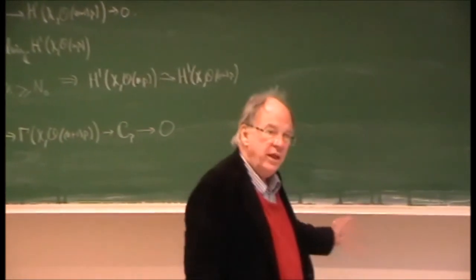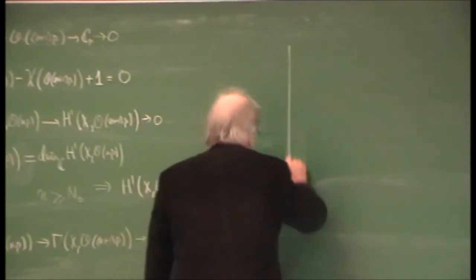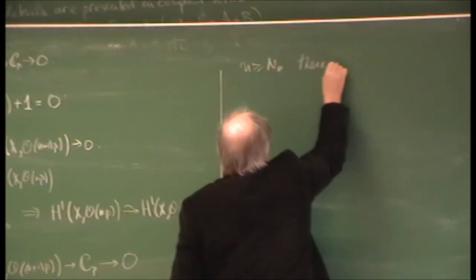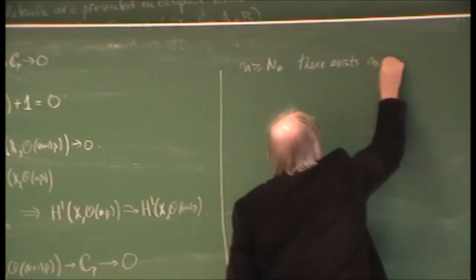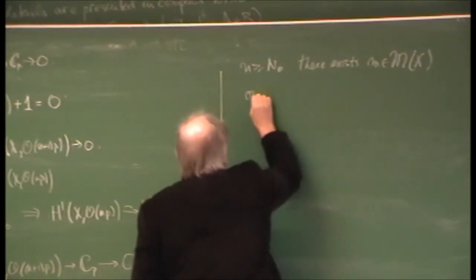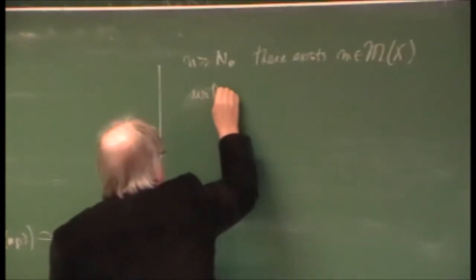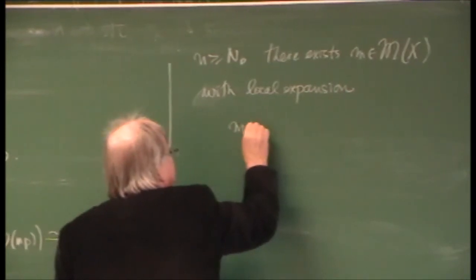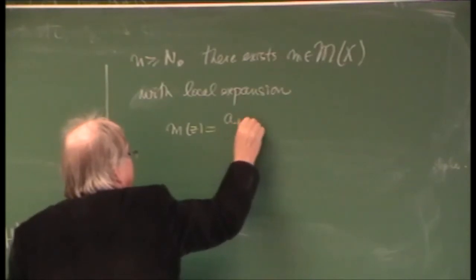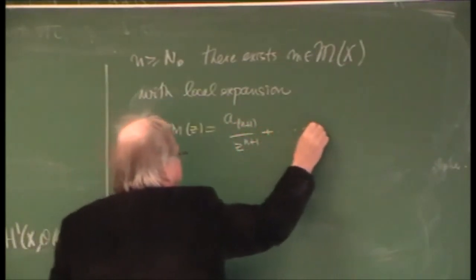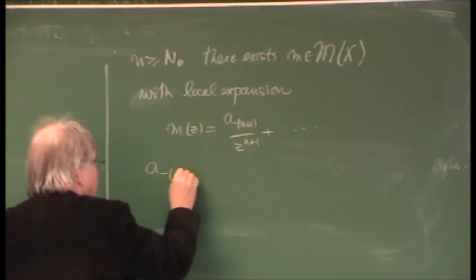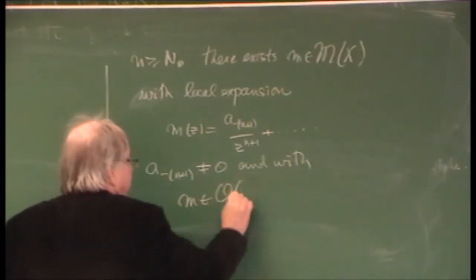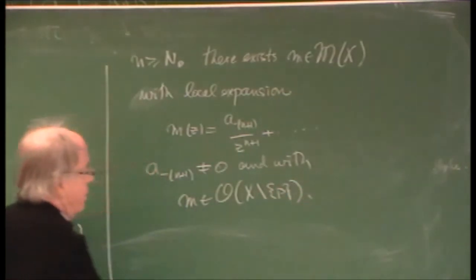Let's really look at that, because this is really an incredible piece of meat. It says, for n bigger than some number, there exists a global meromorphic function m on X with the local expansion m(z) equals a_{n+1} over z to the n plus 1, plus higher terms, with a_{n+1} not equal to 0, and with m holomorphic on X minus this point.